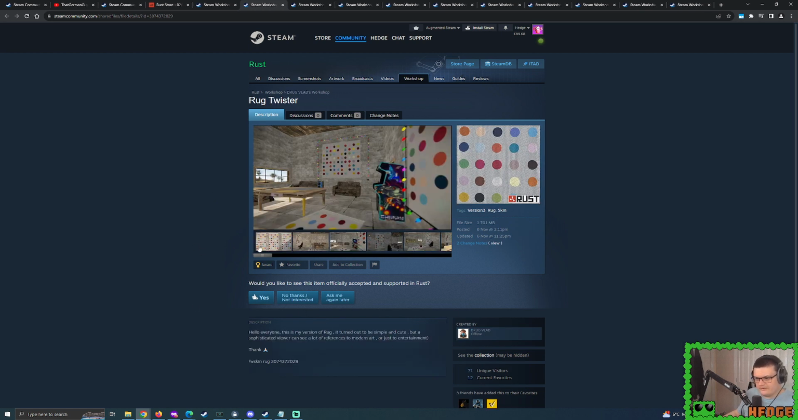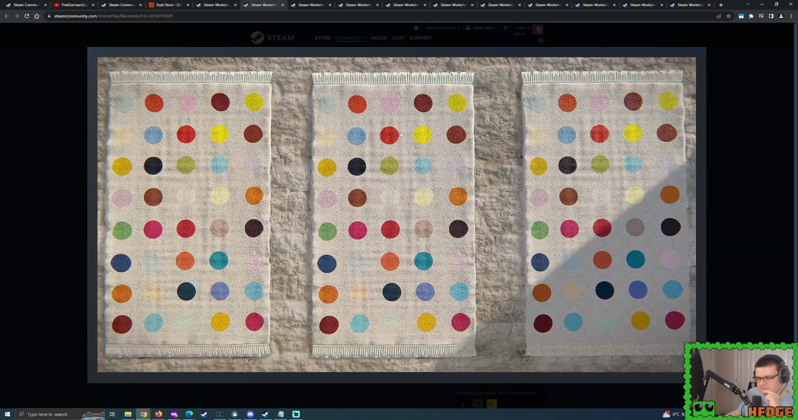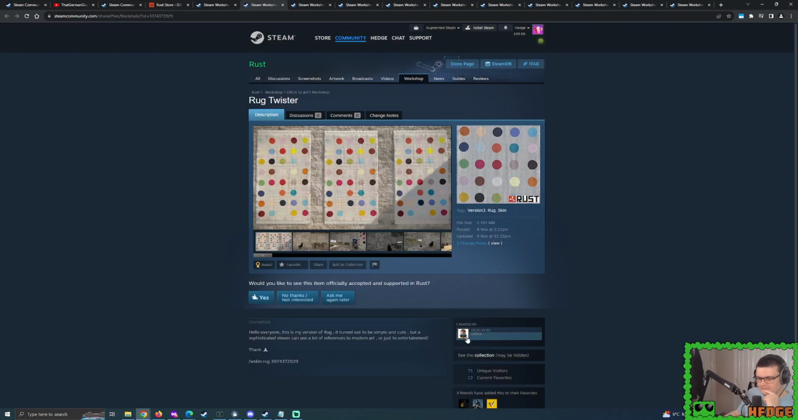Right, here we have Rug Twister. This is made by Drug Vlad. I don't think it's achieved. The coloured dots are a little bit too small, aren't they? You could have just called it polka dot or something, but yeah.